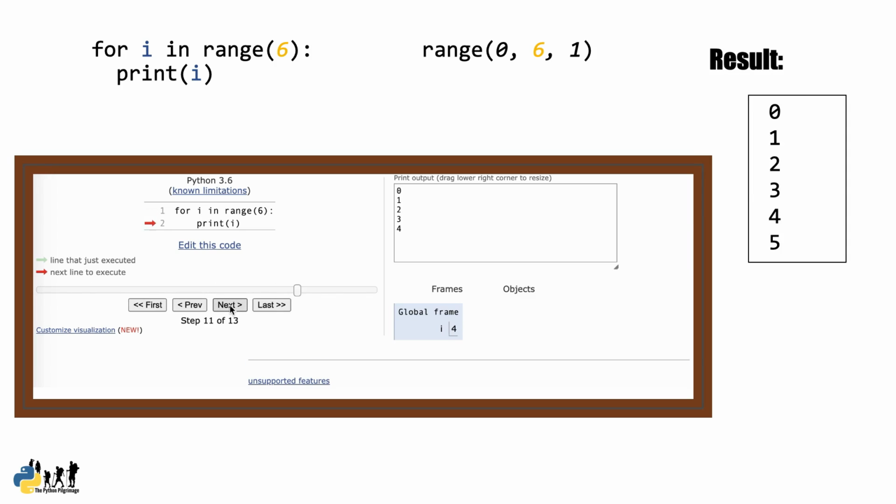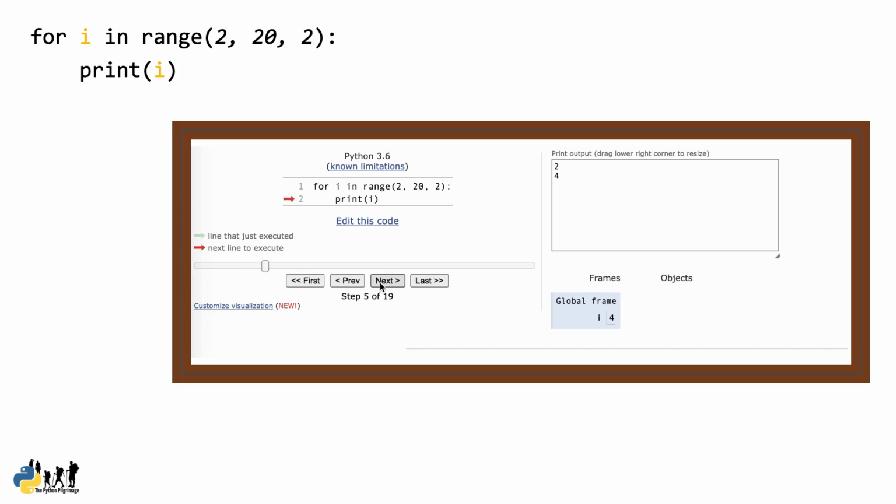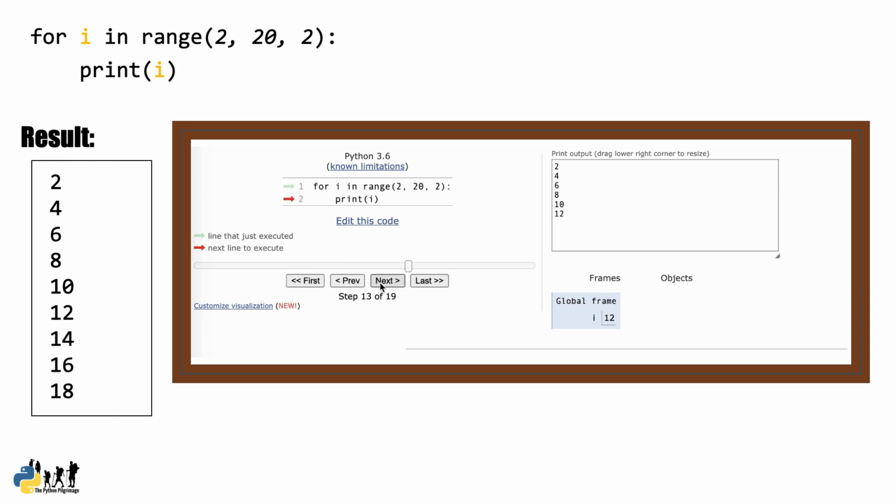In this next example, we have range(2, 22, 2), which means it will start at 2, increment by 2, and stop at 20. Again, 22 is not included in the process, since it is only an indicator. Hence, the printing ended at 20.